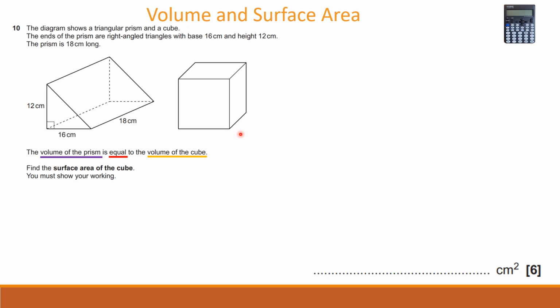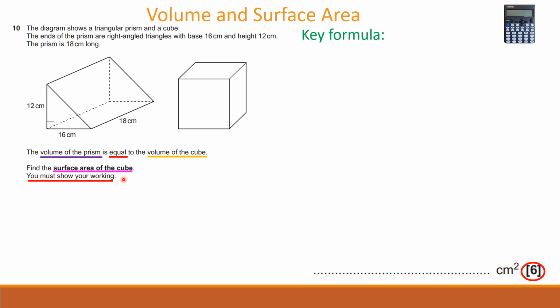We're told that this volume is equal to the volume of the cube, and you can see the cube drawn over here. You've got to work out the surface area of this cube, and you must show your working in order to get the full 6 marks for this question. So if you don't show your working, you cannot get full marks, even if you get the answer correct. If you just write down an answer and it happens to be correct, you cannot get the full marks if you do not show your working out.